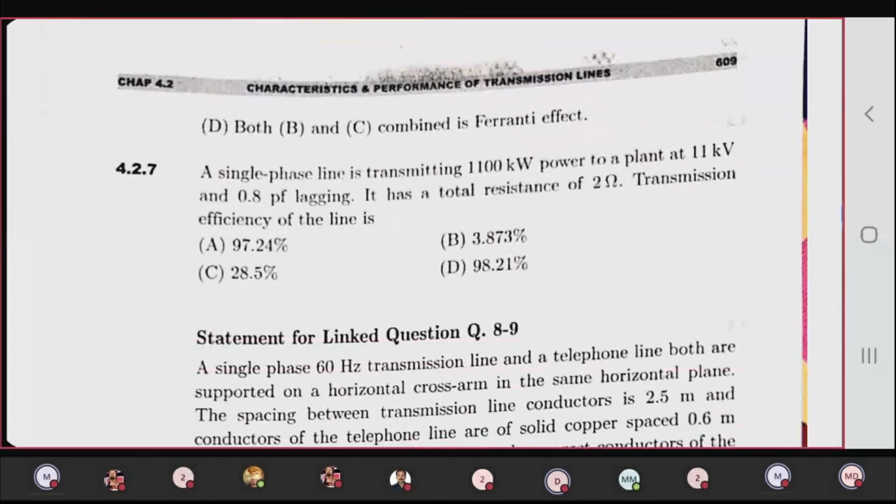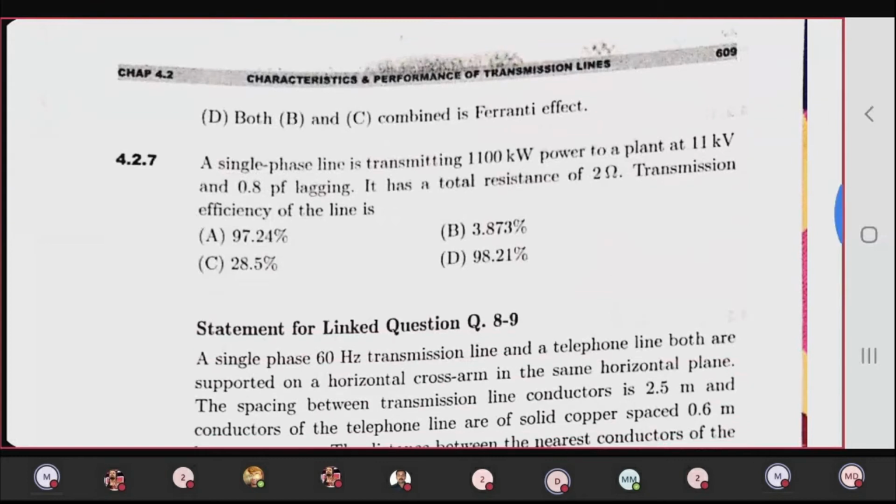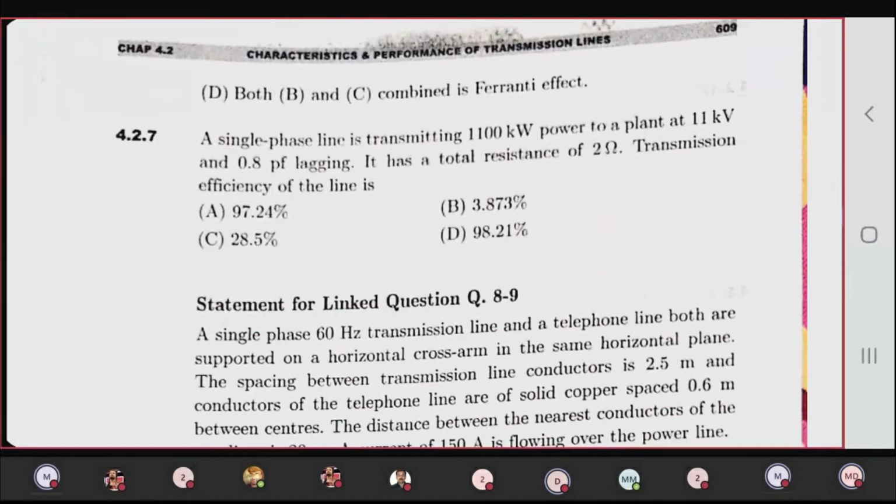Option D is the correct answer. Question number 7. A single phase line is transmitting 1100 kilowatt power to a plant at 11 kV and a 0.8 power factor lagging.